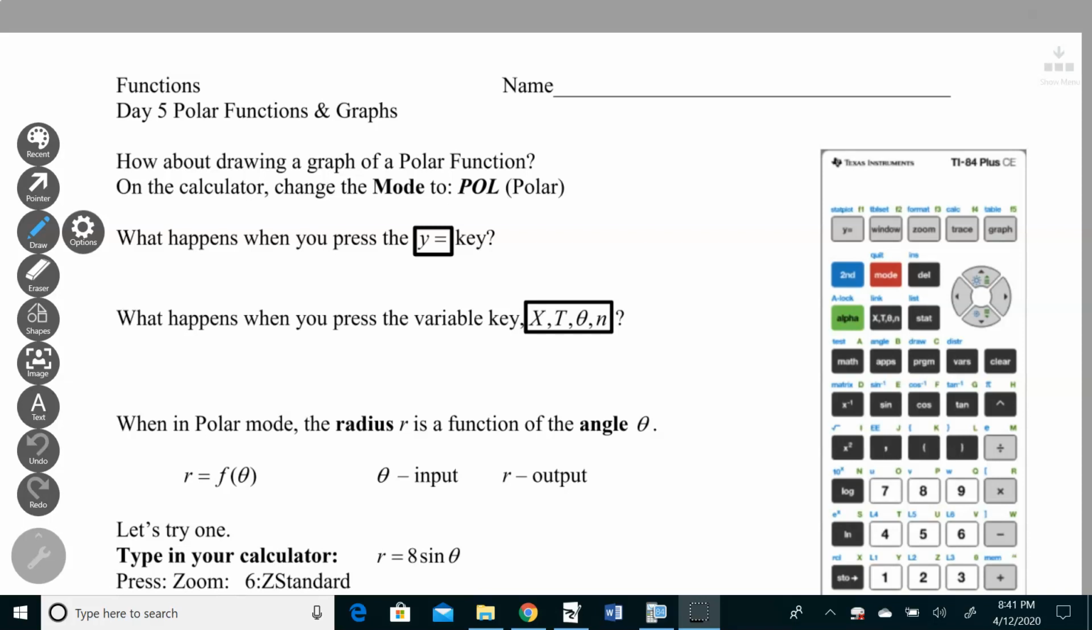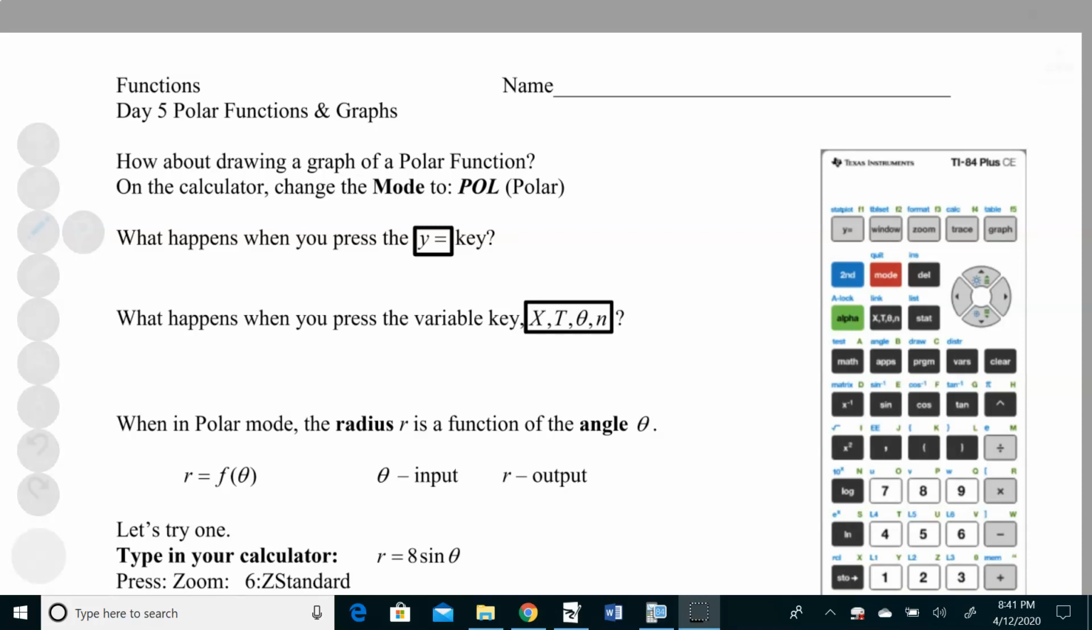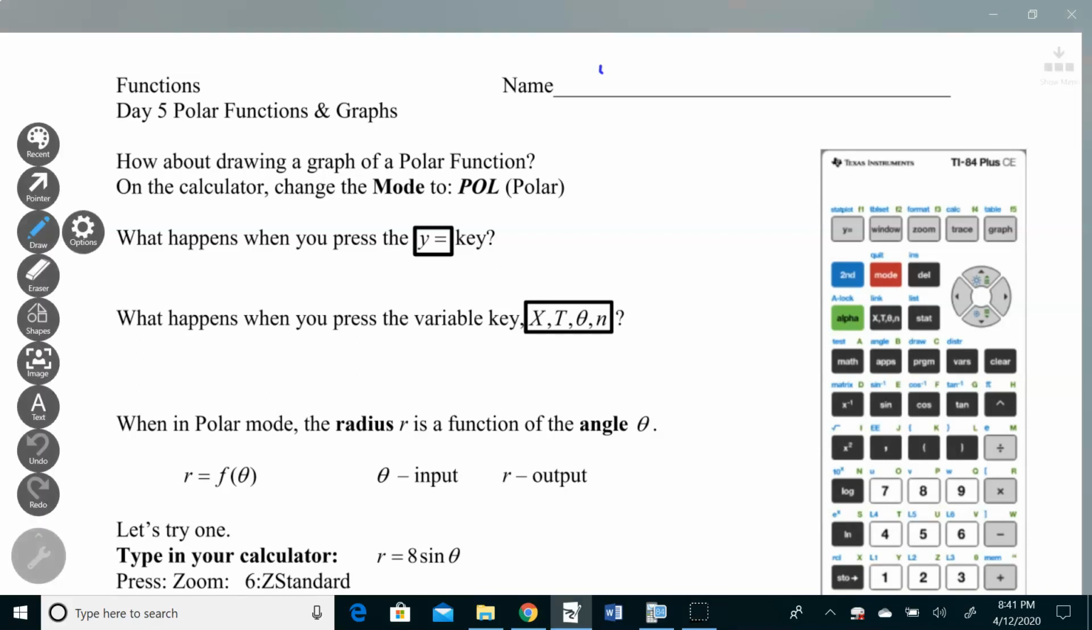This is going to be very similar to what we did last class. Day 4 was just polar functions. This first page is going to be basically what I did on the last page of day 4. So I'm going to write our key. And today's going to be playing with the calculator a lot. I'm going to be switching back and forth between the notes and the calculator.